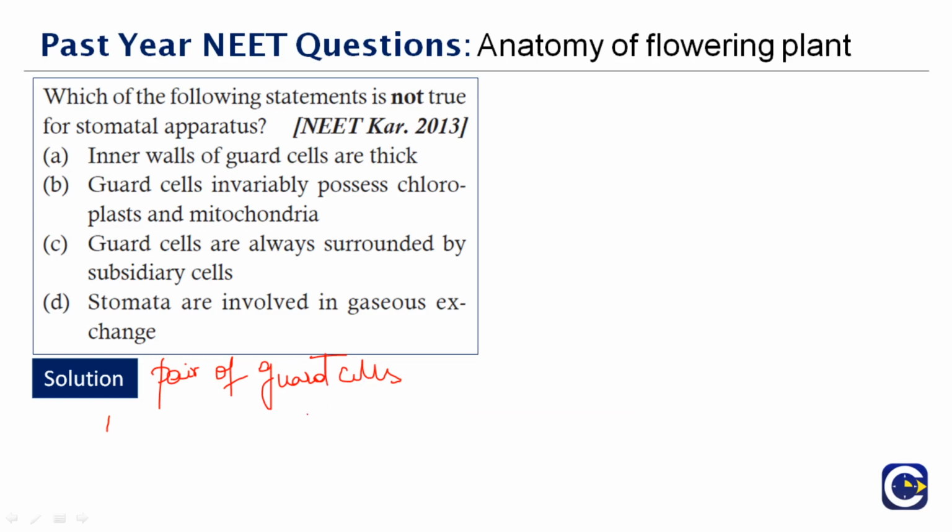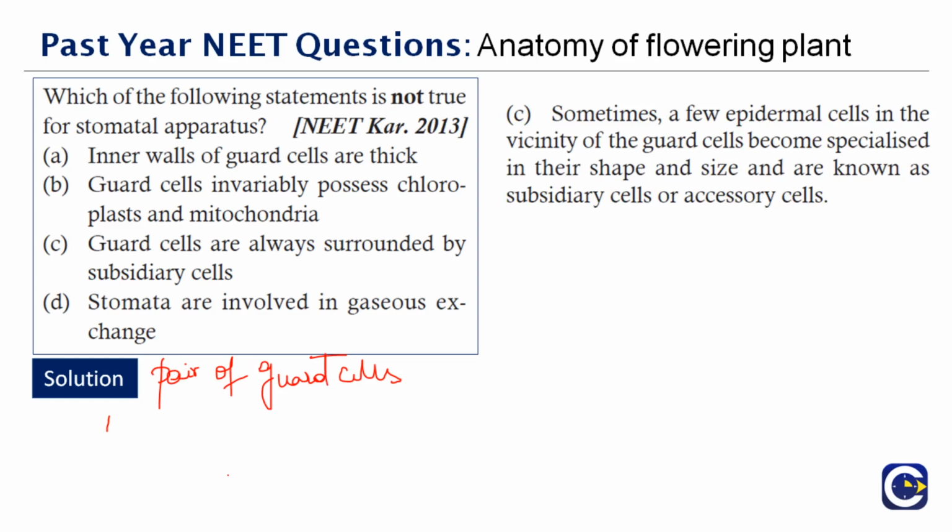So out of the 4 options, which one, if you see it is wrong, it is option C. Sometimes the plant or the stomatal apparatus might be surrounded with subsidiary cells. Sometimes you do not have the presence of subsidiary cells. So out of the 4, which one is not true about the stomatal apparatus is option C. Subsidiary cells are also called accessory cells. So the correct answer is option C.